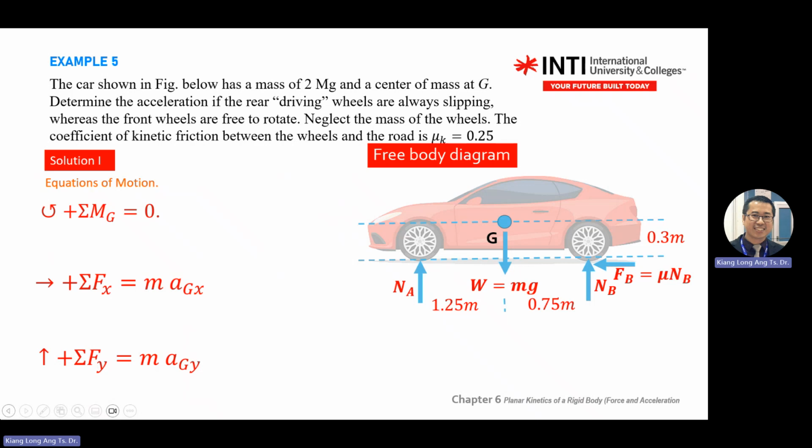For the moment, we assume anti-clockwise positive. You put here, this one will rotate clockwise, so you get negative NA multiplied by the perpendicular distance, which is this one. There's a distance here, 1.25 multiplied by NA, you get one moment. NB also multiplied by 0.75, you get anti-clockwise moment, positive. FB also creates moment. This one is clockwise, so it will be negative. FB multiplied by 0.3, you get one moment.